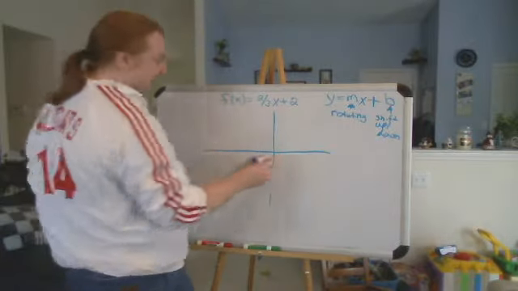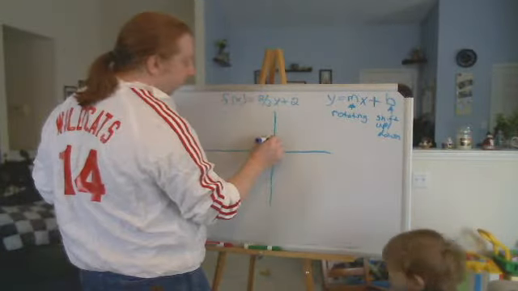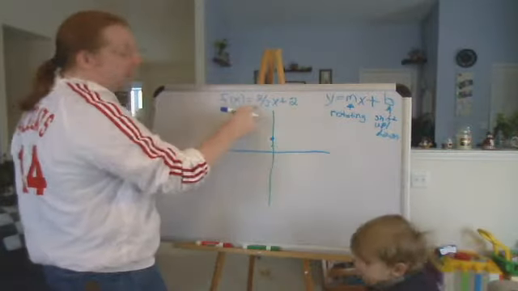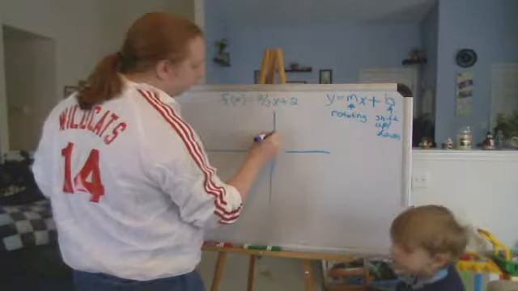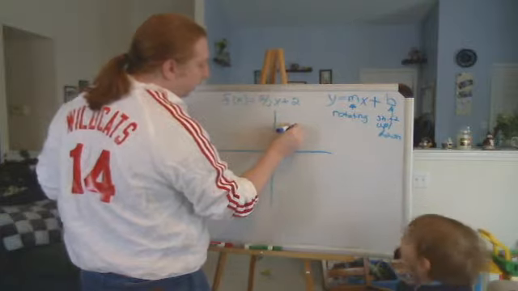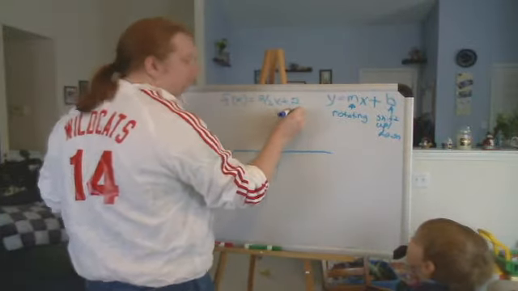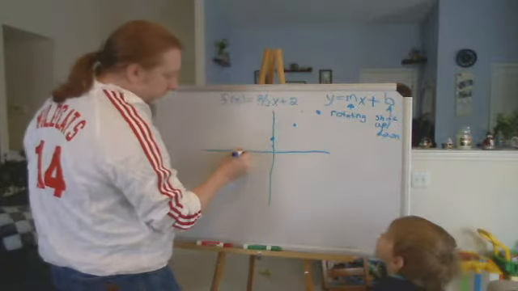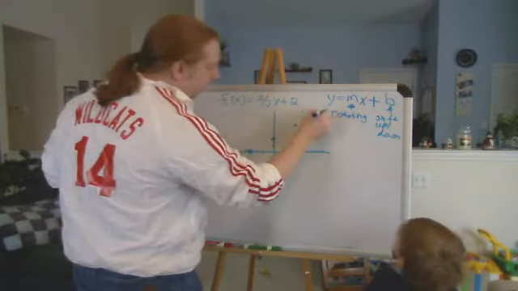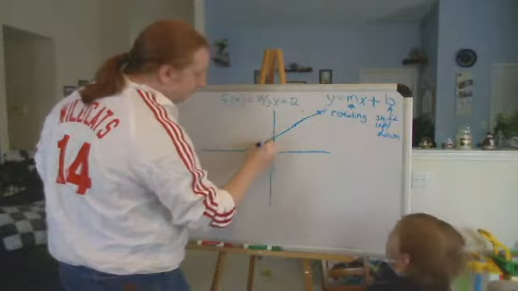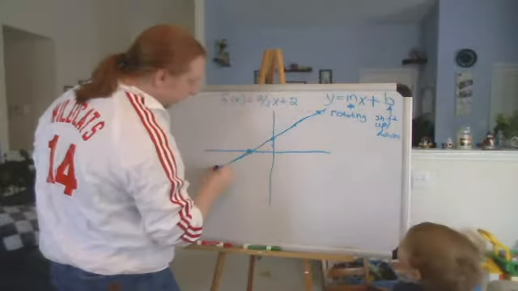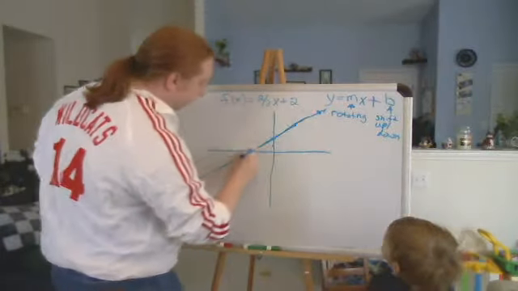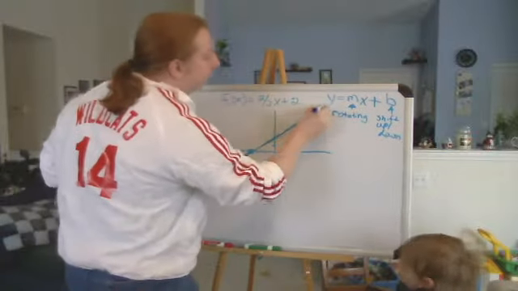So we go to the intercept, which is 2. We follow the slope, which is 2/3. 1, 2, 1, 2, 3. 1, 2, 3. And so there is f of x.